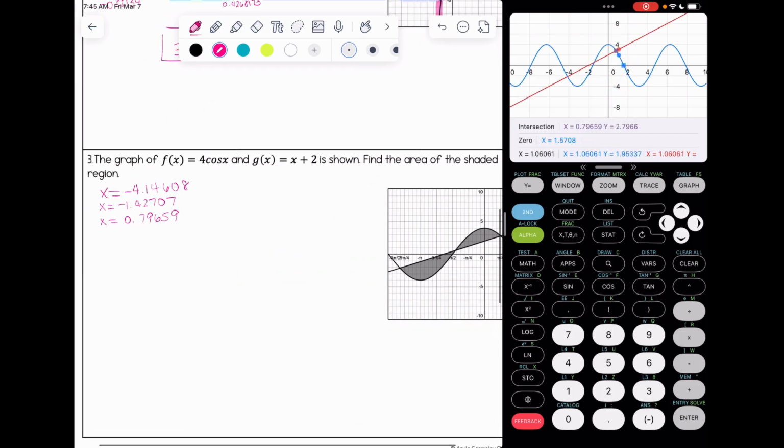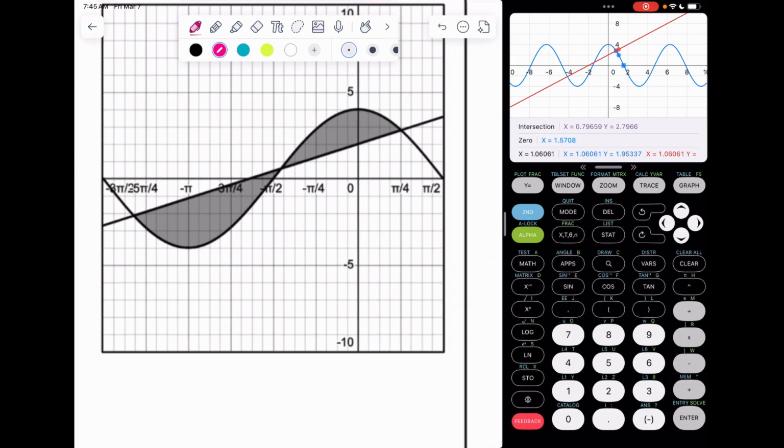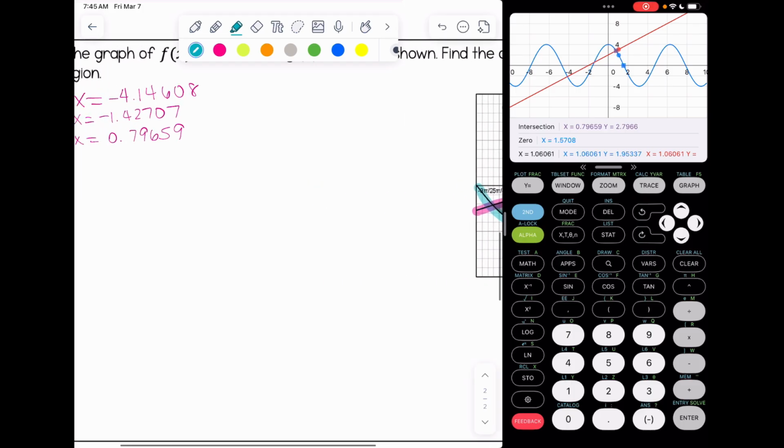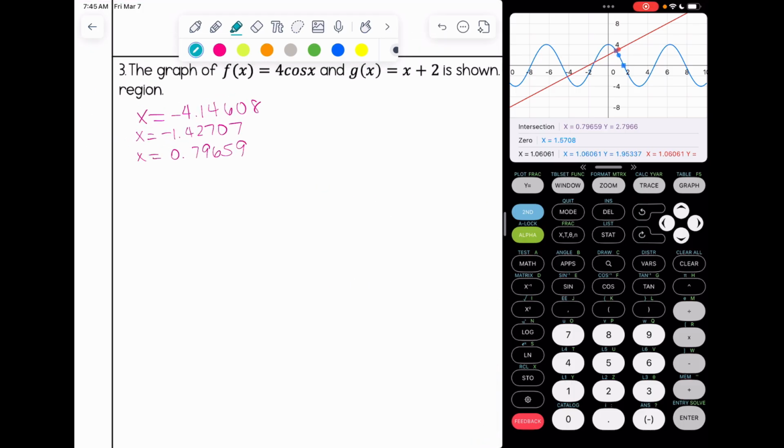Okay, for this last question, number 3 here, we are going to find the area of the shaded region bounded by 4 cosine x and x plus 2. If we take a look at our graph here and I zoom in, I can see that there are 3 points of intersection that I need to find, and I've already gone ahead and found them in the calculator. I also notice that if I trace over my curves or just look at each of the shaded regions, I can tell that basically for the first section, the line is on top and the cosine curve is on the bottom, and then it flips. So over here, I have already found those points of intersection. If you need to pause the video to find them on your calculator, you can do so.